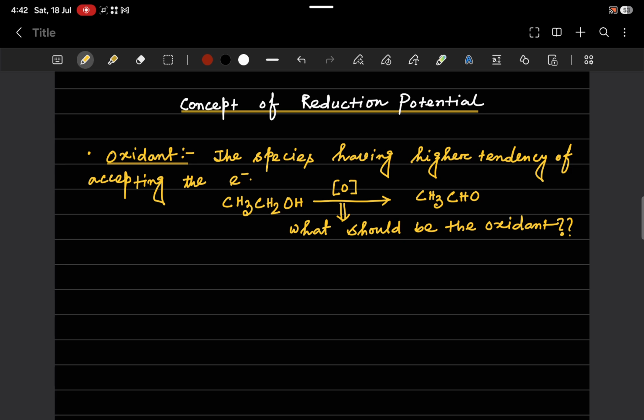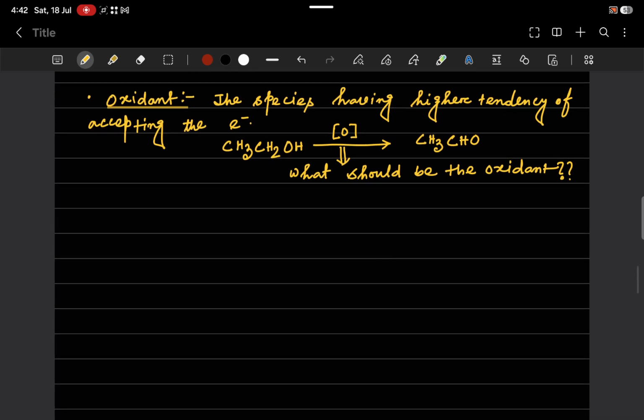So for that we should have a fundamental background of reduction potential. Let us try to introduce the concept of reduction potential. Why we should know this, we will talk about that matter step by step. Prior to introducing the thermodynamics, I would like to introduce the reduction potential.